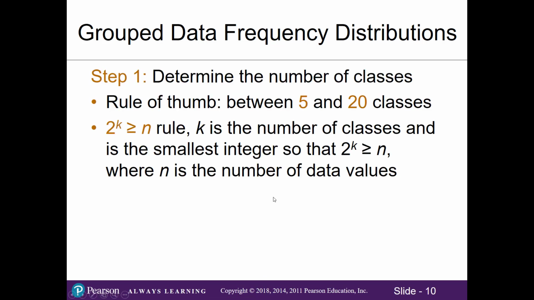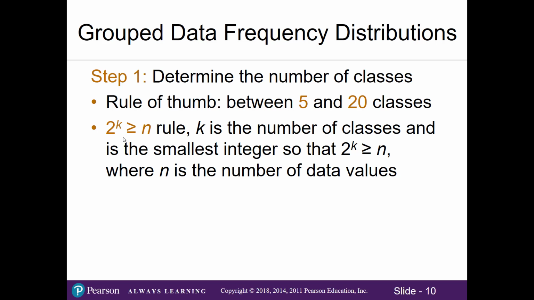So to determine the number of classes, a good rule of thumb is that we want it to be somewhere between 5 and 20 classes. And we use this rule of 2 to the exponent k should be greater than n, where k is the number of classes that we're going to use, and it should be the smallest number possible where 2^k will be greater than our n, and n is our number of data values or observations.